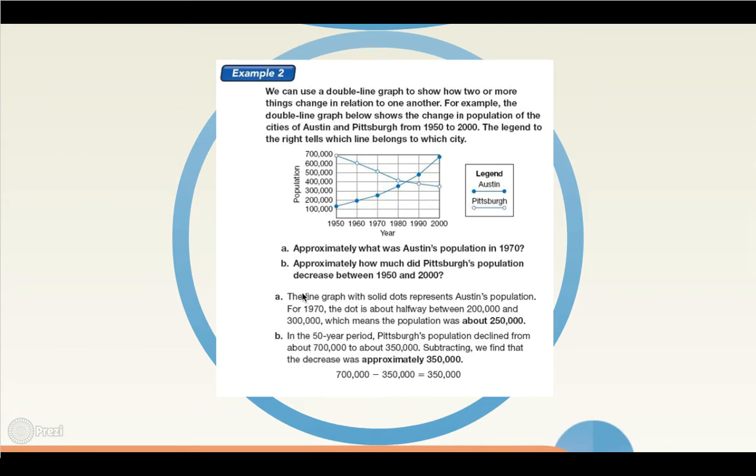Approximately how much did Pittsburgh's population decrease between 1950 and 2000? We go to 1950 and go all the way to Pittsburgh, and that's 700,000. Then we find 2000 here, and the population there is in the middle between 300 and 400,000, so that's 350. Then we subtract 700 minus 350, and we get approximately 350.